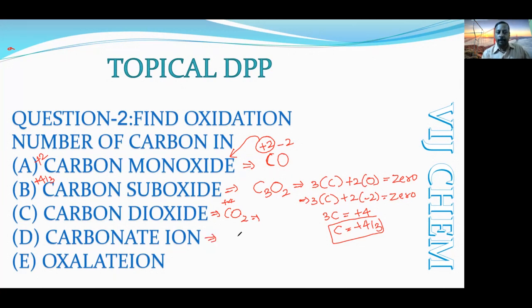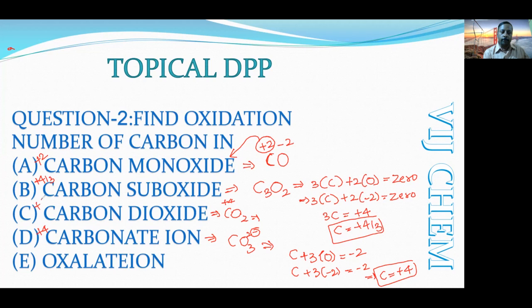Carbonate ion will be CO3 2 minus. So this is called a complex ion. The sum of the oxidation numbers must be equal to the charge. So carbon plus 3 into oxygen must be equal to the charge, which will be -2. So carbon, how much are we getting? Plus 4. Yes, if you are getting +4, you are correct. If you are not getting it, you are wrong. So with this you can understand that the most prominent oxidation state of carbon is +4.